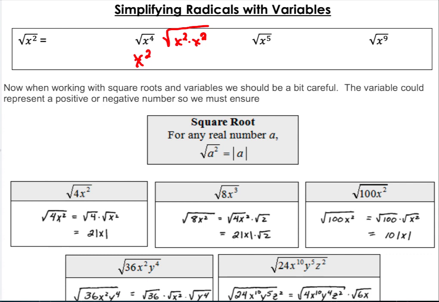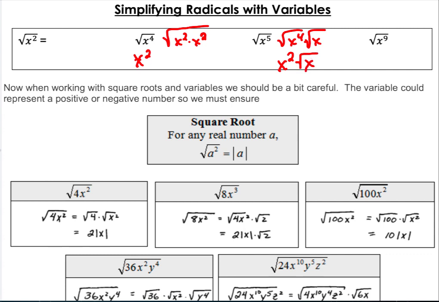For x to the fifth, it was really x to the fourth times x. We can find the square root of each of those. X to the fourth, the square root of that is going to be x squared. I can't do the square root of just x, so it just stays square root of x.